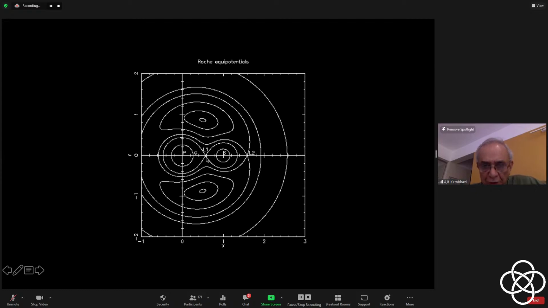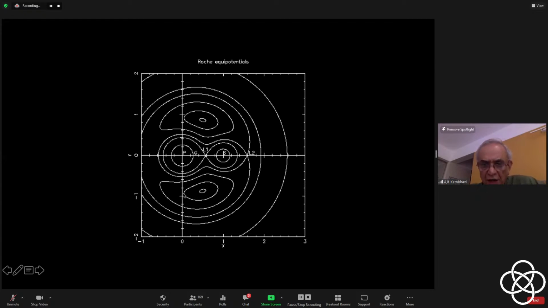And at this point, at the Lagrangian point, if I sit at the Lagrangian point, then these three forces, the attractive forces of the two stars and the centrifugal force, cancel each other. So if I park myself at this point, I'll forever remain at this point. But if I move slightly to this side, then I'll fall into this star. If I move slightly to this side, I'll fall into that star.